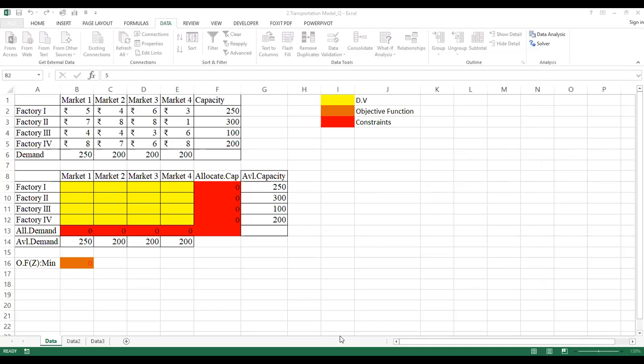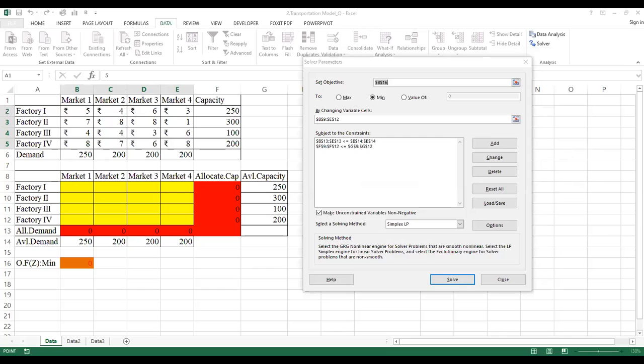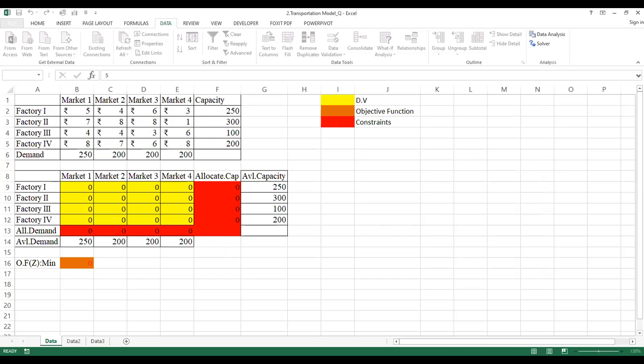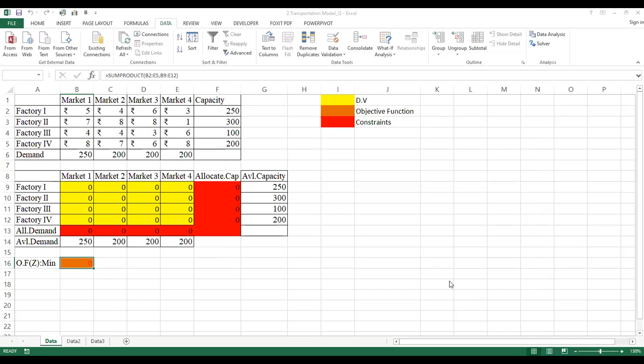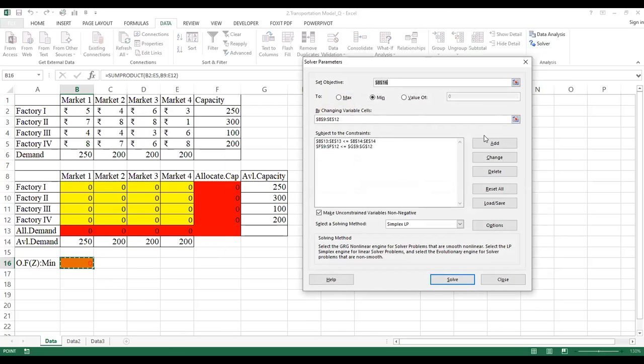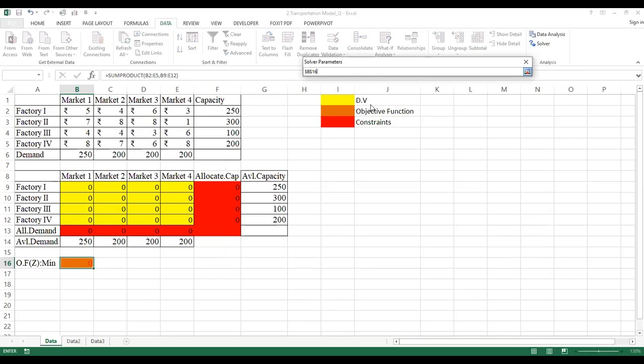5950, sir. Objective function 5950. 3550. You use minimization or maximization? Answer should be 3550. Let's see how much I'm getting. Okay, one more time. No, sorry, 5950, right? Yes, sir. 5950. Okay. Objective function minimization, changing cell.